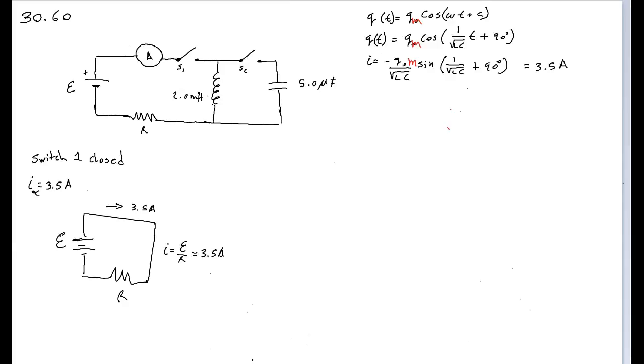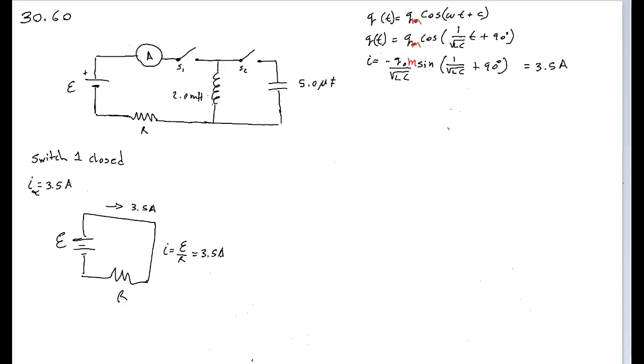So this is 10 to the minus 4. So is it 0.35 milliamps? Yeah, I got 0.35. Say again? Microcoulombs or millicoulombs. Yeah, 0.35 millicoulombs.